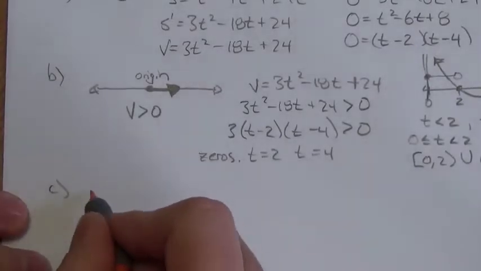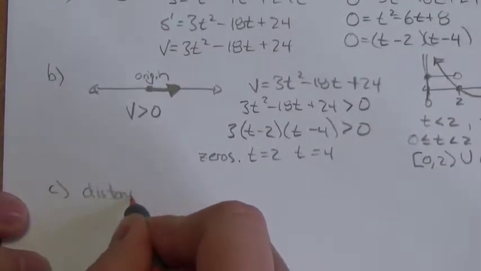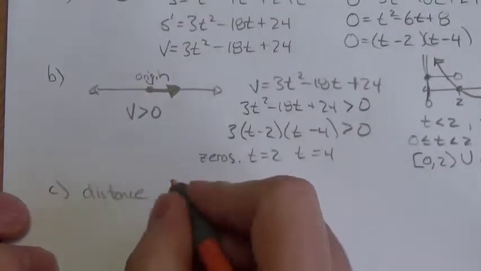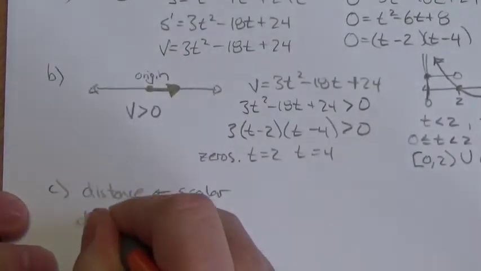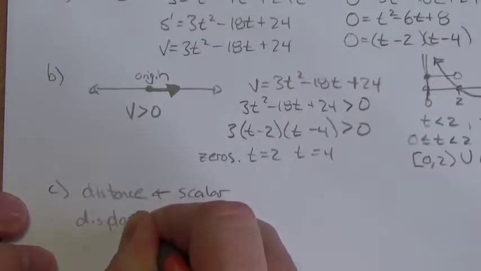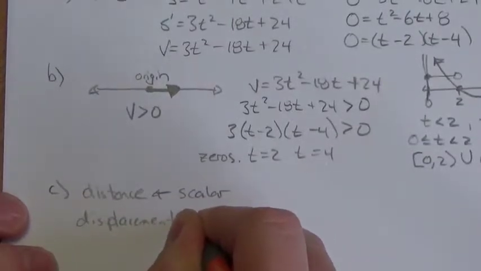So if I want the distance, I need to remember that this right here is a scalar. What I've got is displacement. And this is a vector.